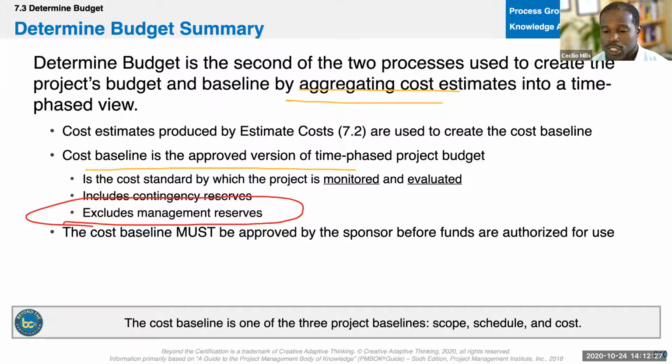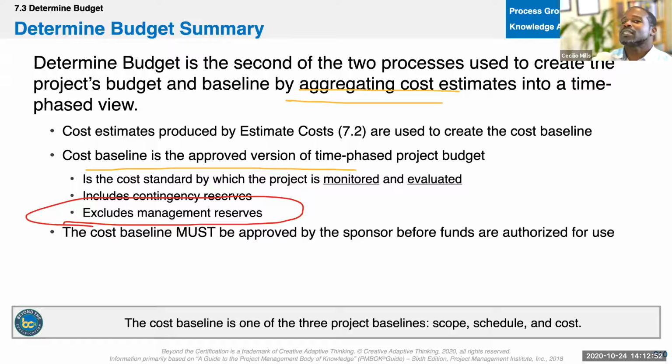Okay. Do you remember what 3 documents make up the scope baseline? The scope statement, WBS, and WBS dictionary. Yes. All right. Schedule baseline. What is a schedule baseline?